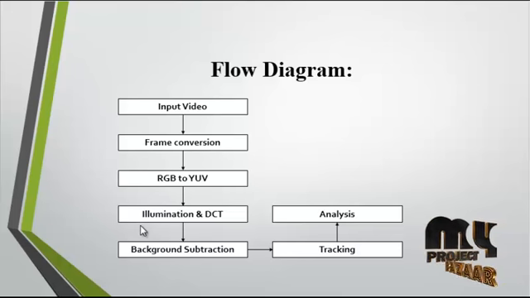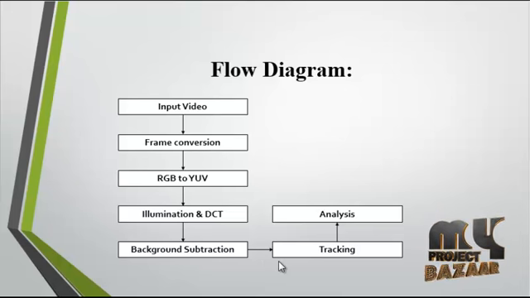After applying illumination and DCT for all frames, the background subtraction is undertaken. The background subtraction is nothing but extracting the required object, that is the region of interest, from the frames. By the background subtraction only, we extract the required object. After the background subtraction, the required object will be gathered. Then the object tracking is undertaken. The tracking is nothing but tracking the required object using the bounding box. The bounding box is nothing but a box overlaid on the required object.